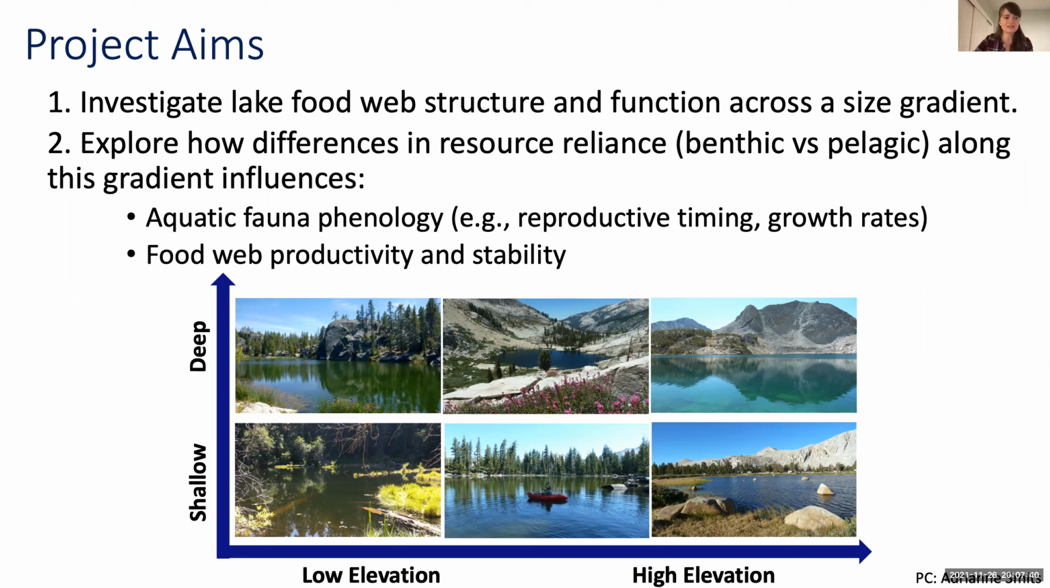So you can have many different kinds of these lakes on this gradient: shallow lakes, deep lakes, or lower elevation, higher elevation lakes. There's a lot of complexity and nuances that go into what's been driving lake food webs up here.